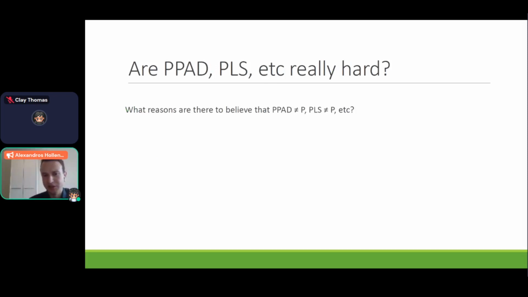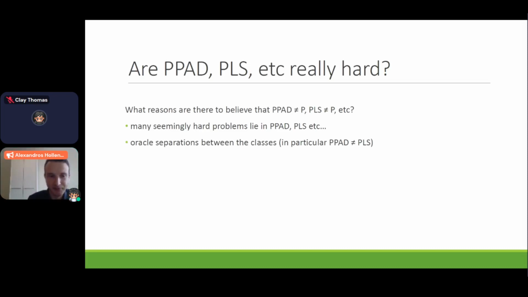What are the reasons to believe that PPAD is different from P? That a problem that is PPAD-complete cannot be solved in polynomial time? And the same arguments and the same answers here also apply to PLS. So the first answer I can give to this question is, well, there are many seemingly hard problems that lie in PPAD. So it would be very surprising if you could come up with an algorithm that solves all the problems in PPAD in polynomial time. Maybe not the best argument, but it does mean something, especially when you have so many problems in PPAD.